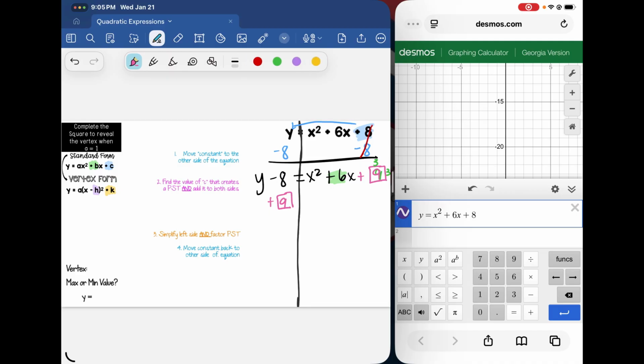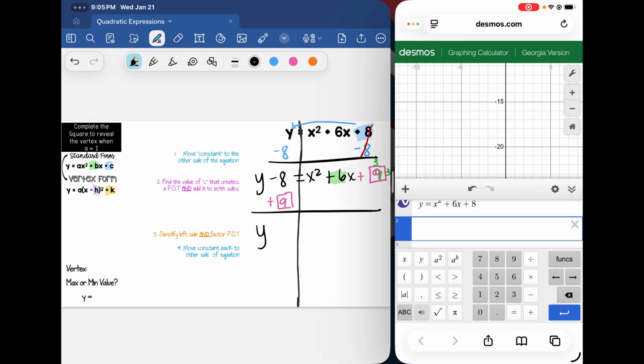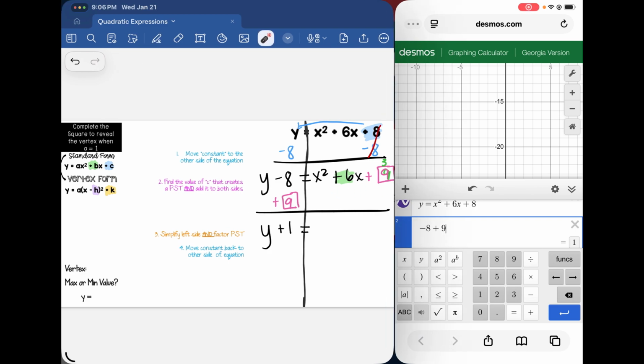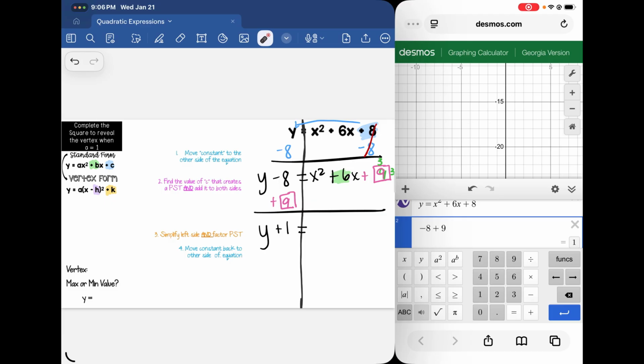All right, now we need to simplify. So y minus 8 plus 9. If you don't know what it is, use the calculator. Positive 1. All right, we need to factor this, aka those two parentheses that are the same. Well, we'll get x. How many times did we write this 3 on the side of the box? Twice. So x plus 3 squared.